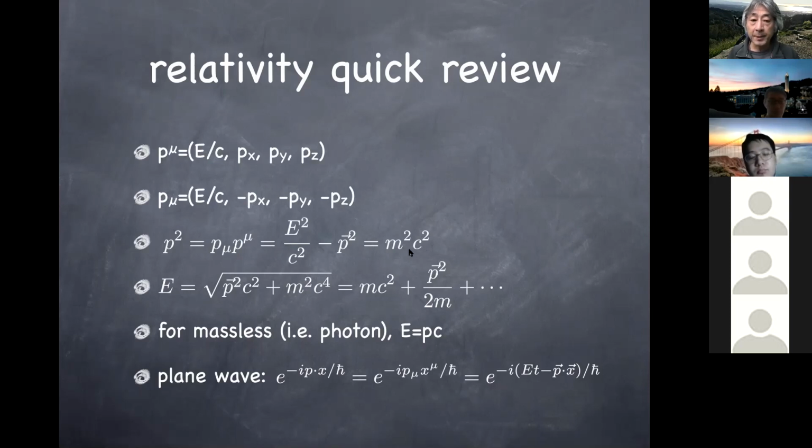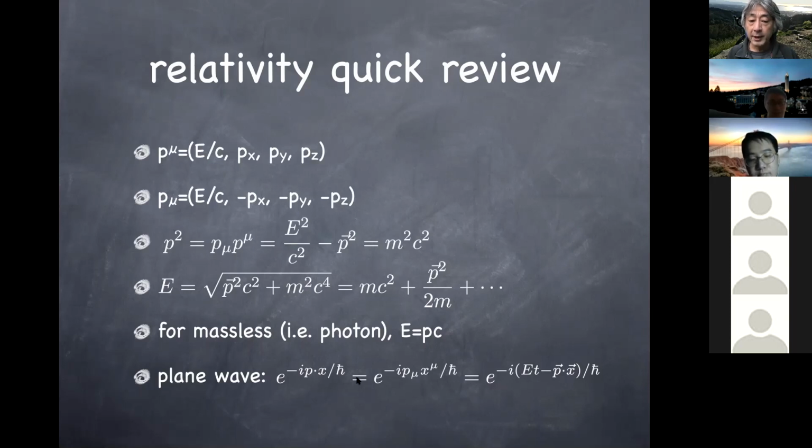And especially when you apply this idea to a massless particle like a photon, then m vanishes. So you can no longer do this expansion in p over mc. Instead, the only thing you have is the square root of p squared c squared, namely the energy of the photon is c times the momentum. And also, we make sure that this relativistic notation makes sense.